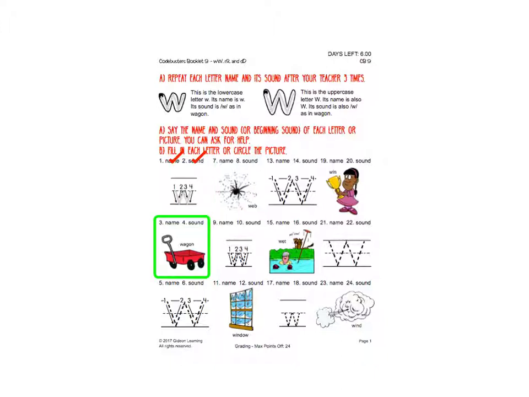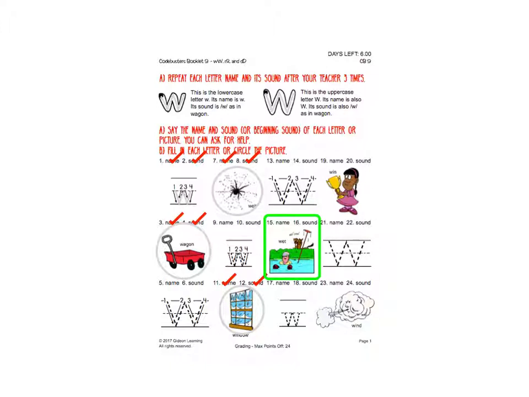This is a picture of a wagon. The beginning sound is W. And now we can circle the wagon. This is a picture of web. The beginning sound is W. And now we can circle it. This is a window. The beginning sound is W. And now we can circle it.